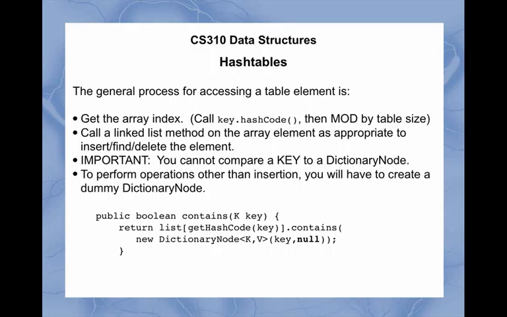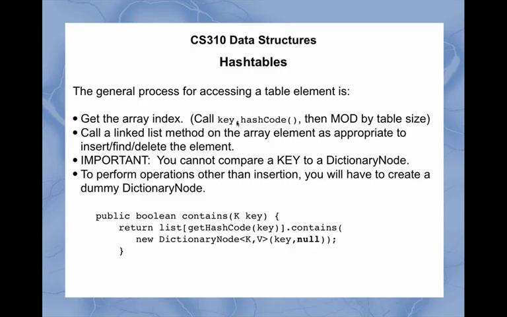The general process for accessing a table element, that is for insert, delete, search, is that you have to get an array index. You need the index of where it is in the array. So first you call key.hashCode. That is, you're not writing a hashCode method in the hash table, but you call it in much the same way that you called compareTo in the linked list. You didn't write compareTo in the linked list, but you called it.